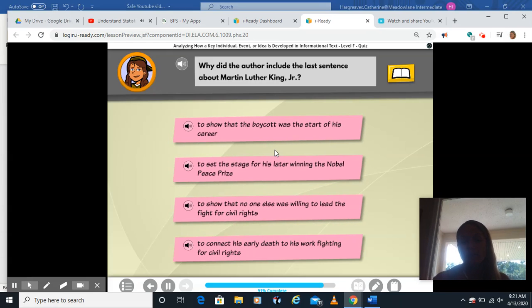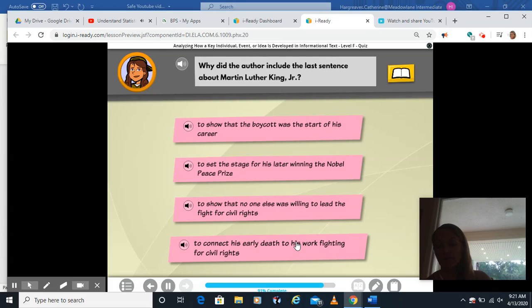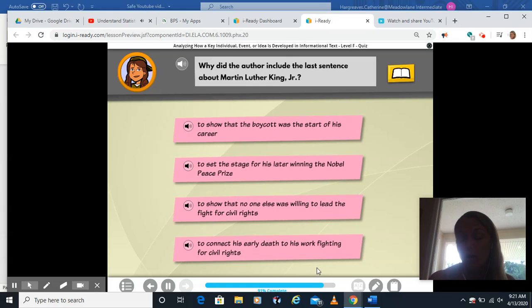To set the stage for his later winning the Nobel Peace Prize, they didn't mention anything about where his career was going and how successful he would be and that he would win the Nobel Peace Prize. To show that no one else was willing to lead the fight for civil rights. Saying that he started becoming a leader in this doesn't mean that no one else did. Other people were also leaders in this time. To connect his early death to his work fighting for civil rights. In the text so far, we don't know that he actually ended up dying earlier on in his life. So the best option is to show that the boycott was the start of his career.